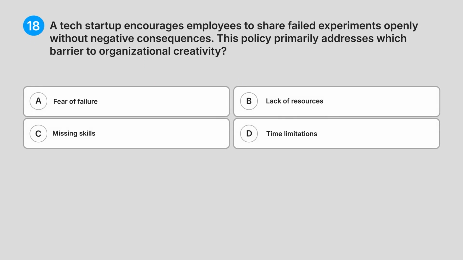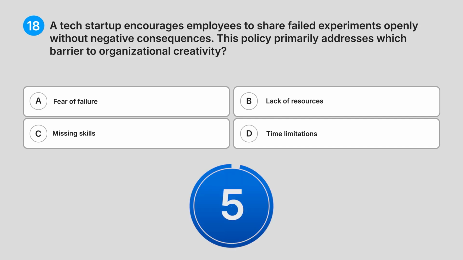18. A tech startup encourages employees to share failed experiments openly without negative consequences. This policy primarily addresses which barrier to organizational creativity? A. Fear of failure. B. Lack of resources. C. Missing skills. D. Time limitations. Can you guess the answer?